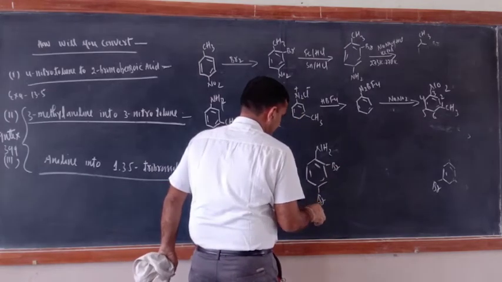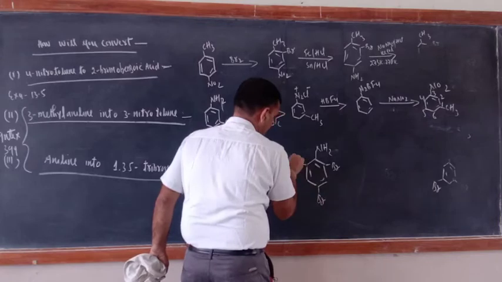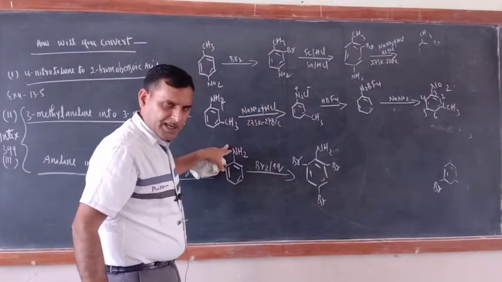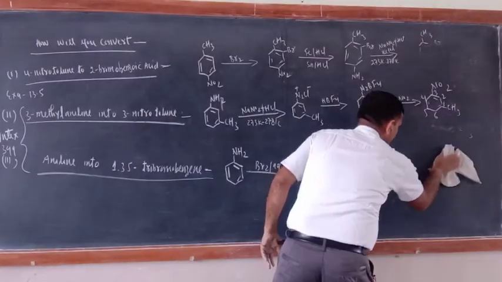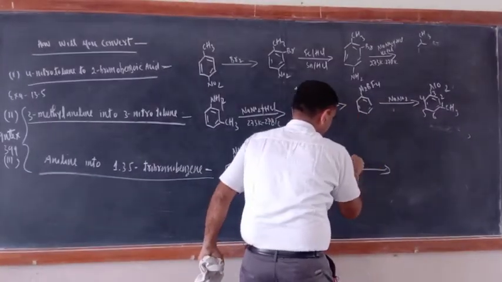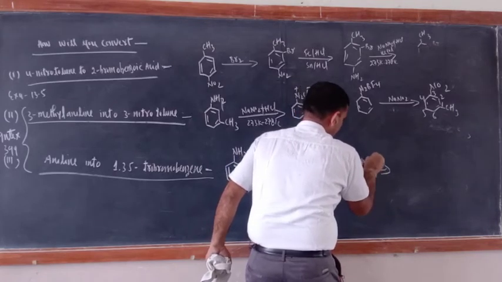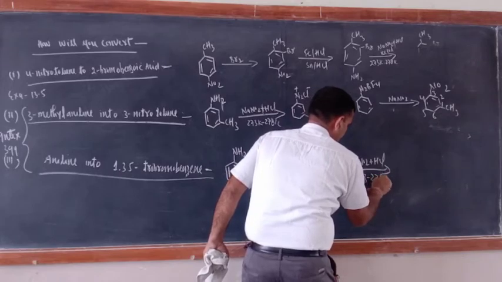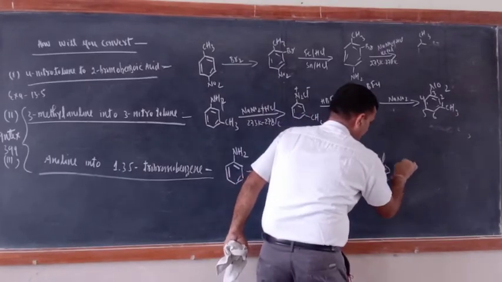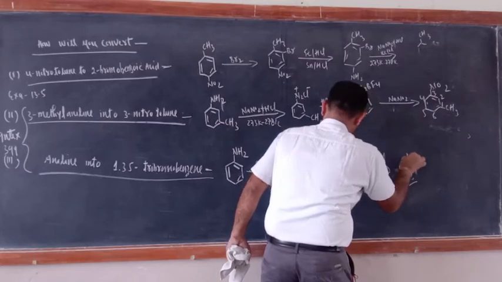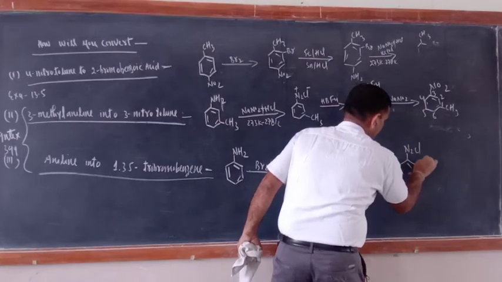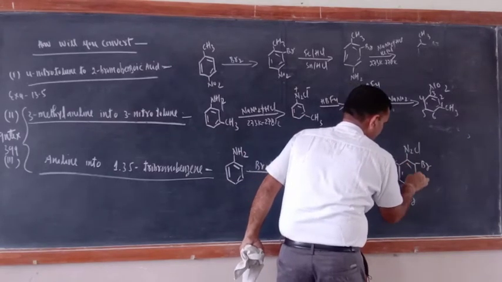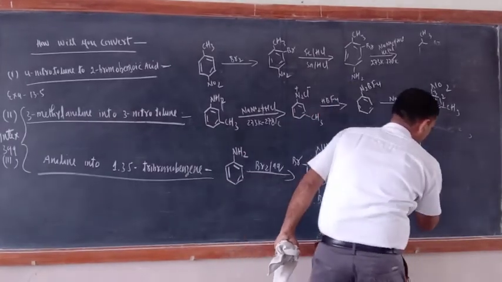1, 3, 5, yes, Br. Correct or not? Ortho-para, because it is a ring activating group. Now treat this one with NaNO2 plus HCl, same condition, 273 to 278 Kelvin. So now here what would be there? This, and here N2Cl. Here Br, and here Br. Correct or not?